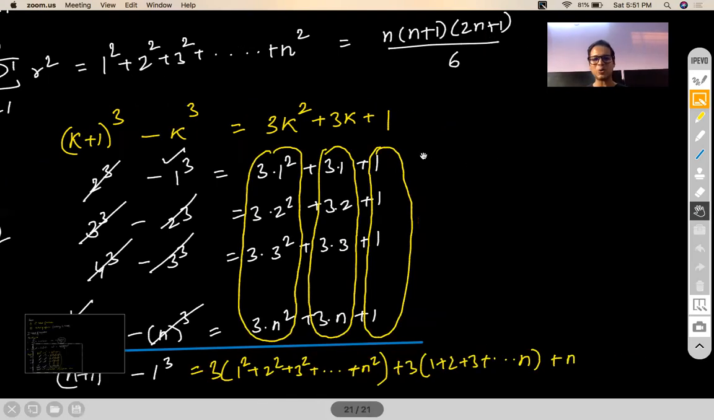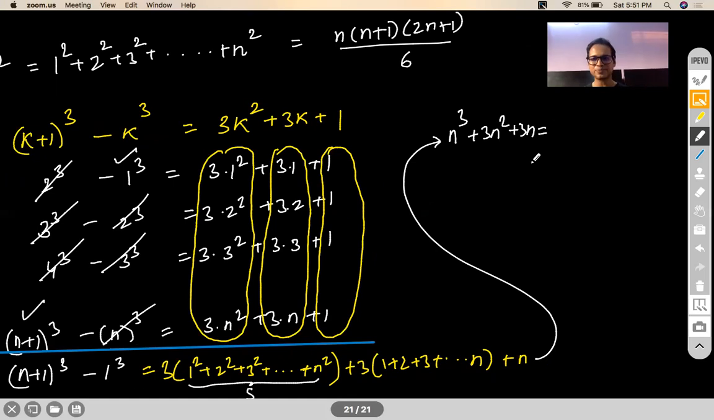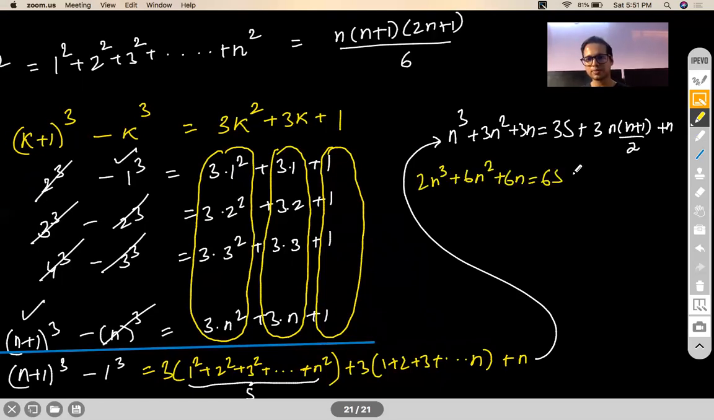Correct? Now, let's simplify this. So this is nothing but n cube, 3n square plus 3n. This, let us call it as s for the time being. This is nothing but 3 times n plus 1 by 2 plus n. Let's multiply throughout with a 2. Here I'll get 3n into n plus 1 plus 2n. Okay. So this is 6s plus 3n square plus 5n. And on this side, you have 2n cube.